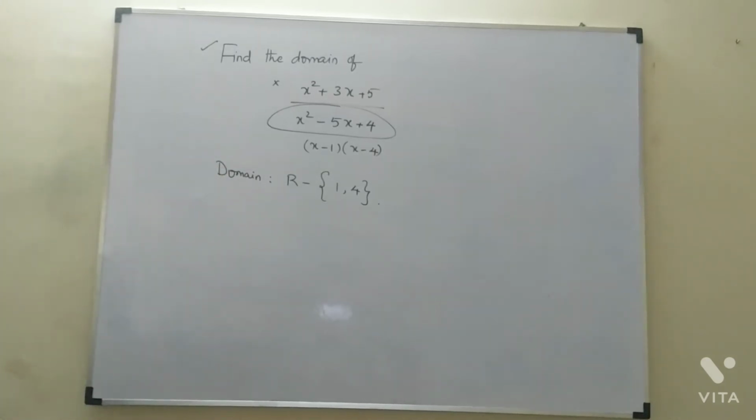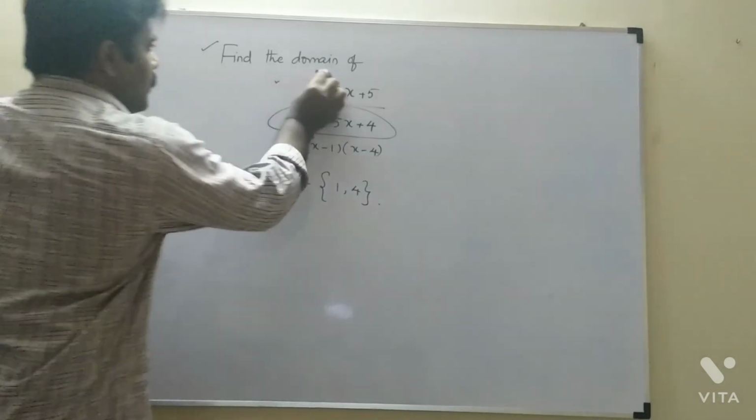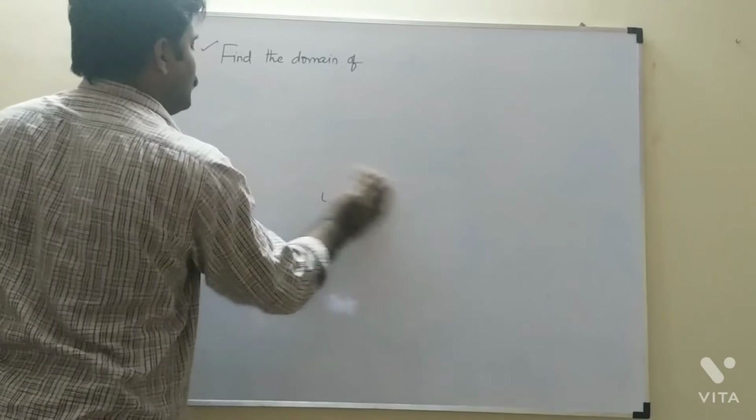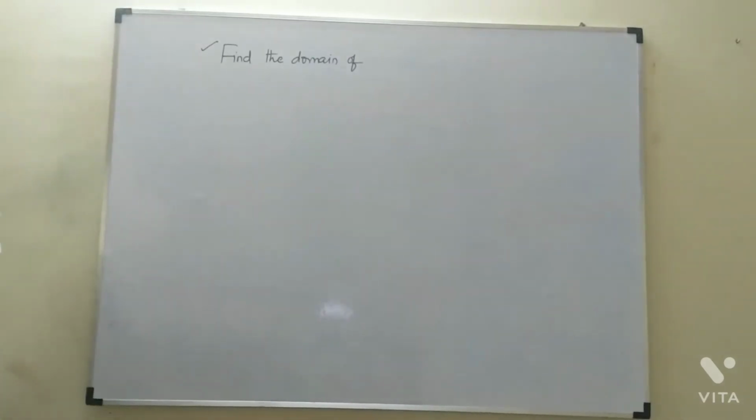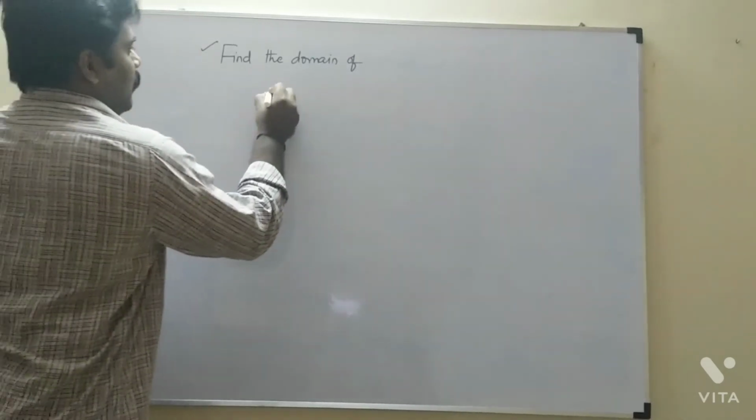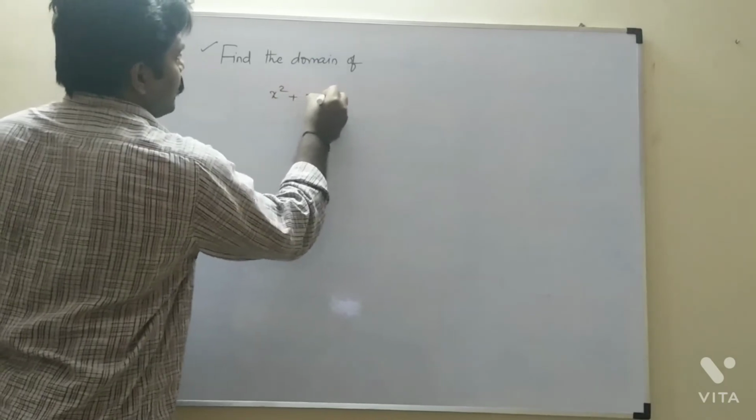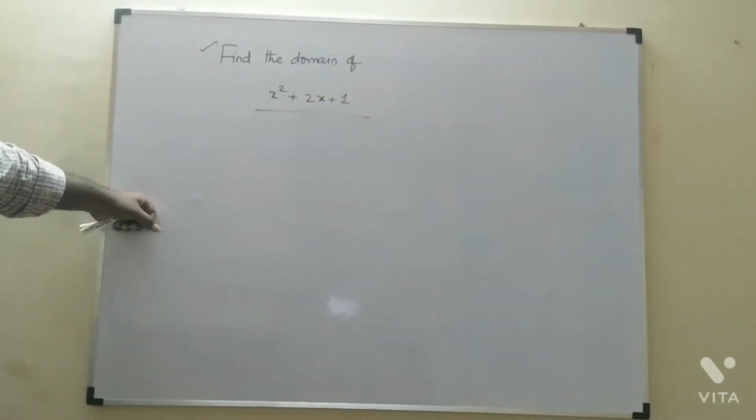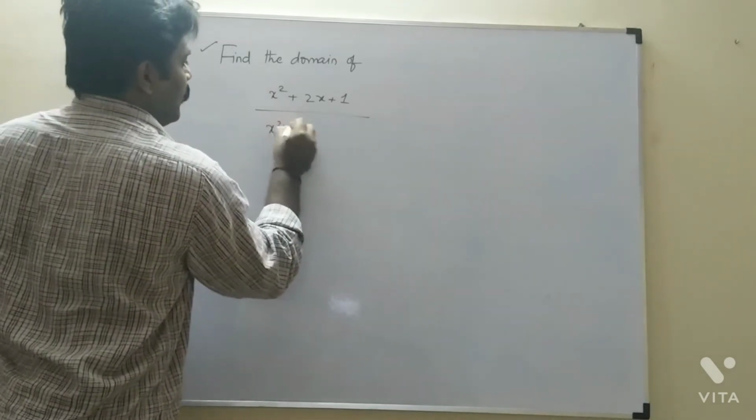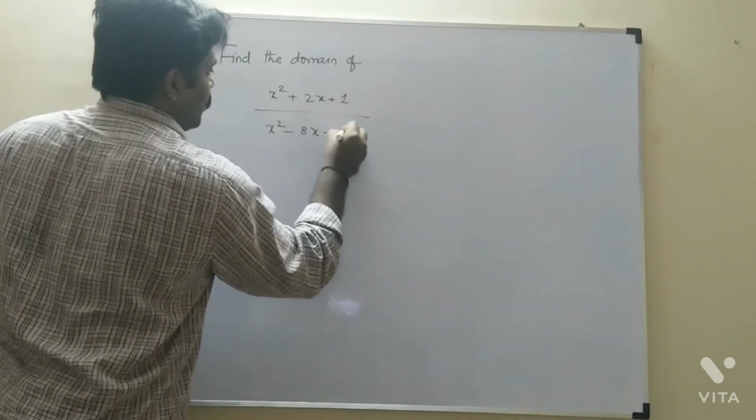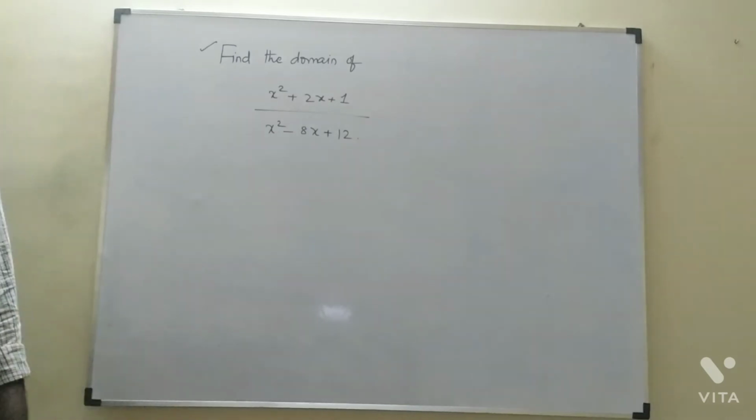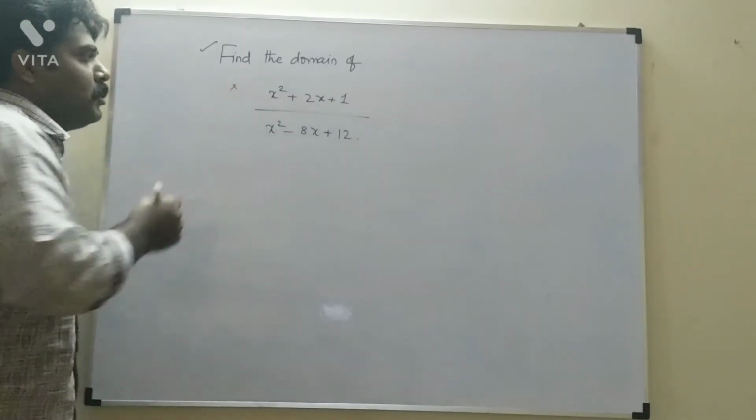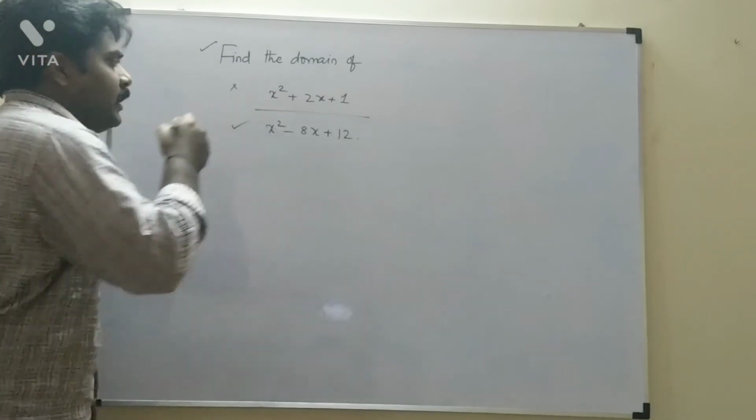Okay, there is one more question for your practice. It is like this. X square plus 2x plus 1 by x square minus 8x plus 12. Now they are asking us to find the domain of this function. As I said, we are least bothered about the numerator. Let us worry about the denominator.